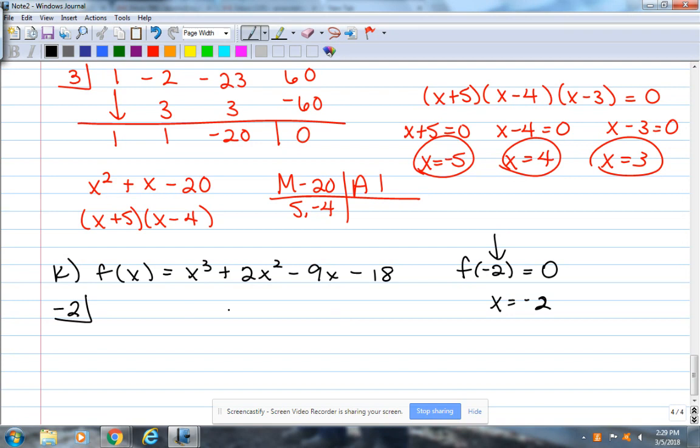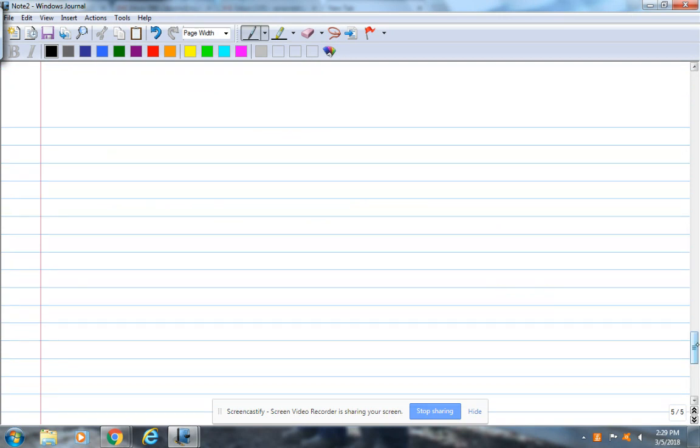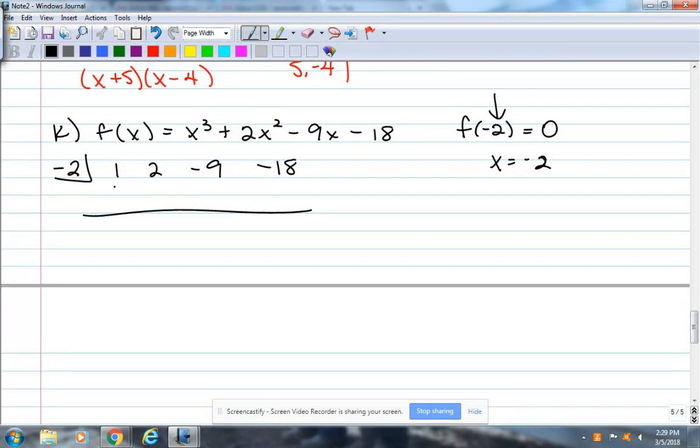And so then you say 1, 0, negative 9, 18. Skip a line, draw a line. Get myself some space just in case I need it. Bring down the 1. 1 times negative 2 is negative 2. I add and get 0. Negative 2 times 0 is 0. Negative 9 plus 0 is negative 9. And negative 2 times negative 9 is positive 18. And I add and get 0.